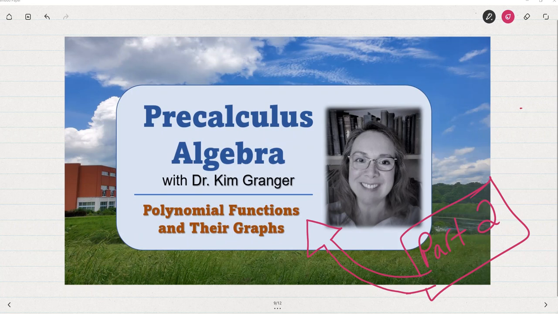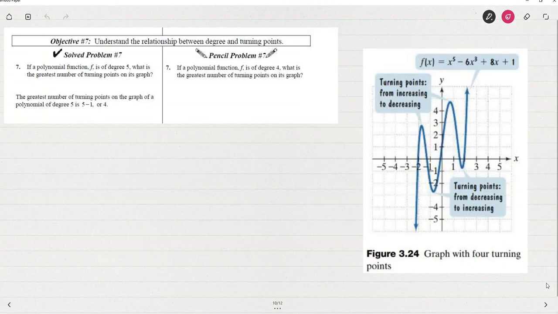In this pre-calculus algebra video, we will continue our study of polynomial functions and their graphs. In part 1, we looked at zeros and multiplicity. We looked at the intermediate value theorem, and we looked at the definition of what a polynomial function is. What we're going to pick up with now is turning points in a polynomial and its graph. And then we'll look at graphing a polynomial. Then that's where it all comes together.